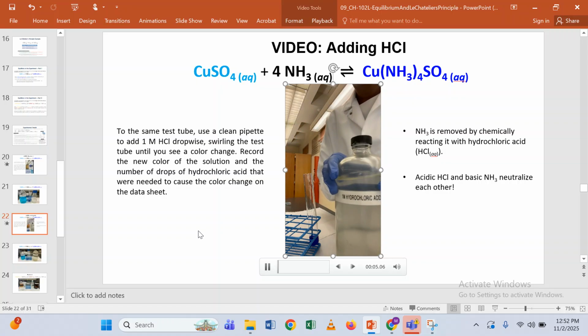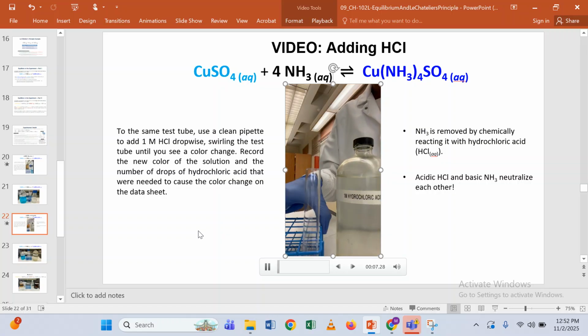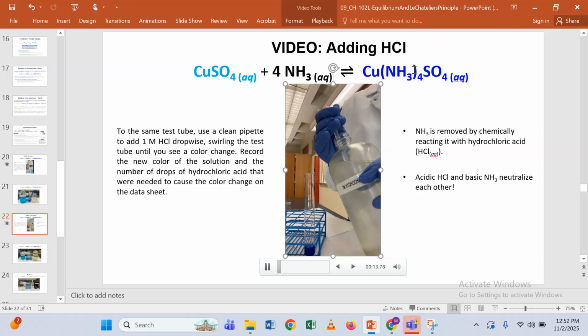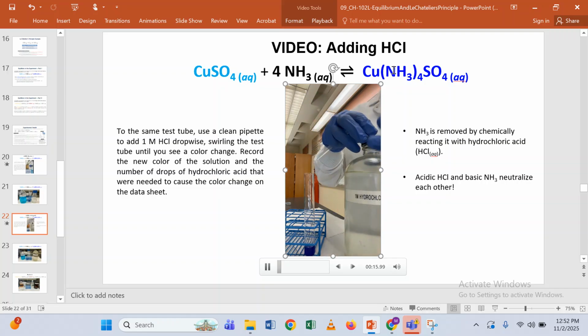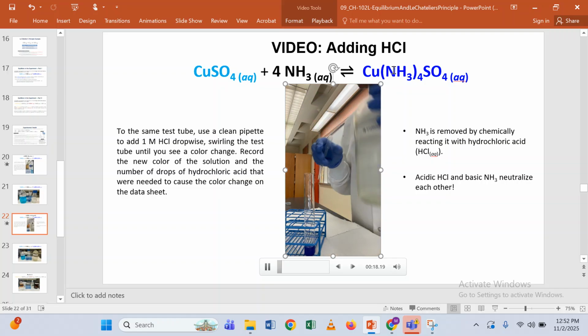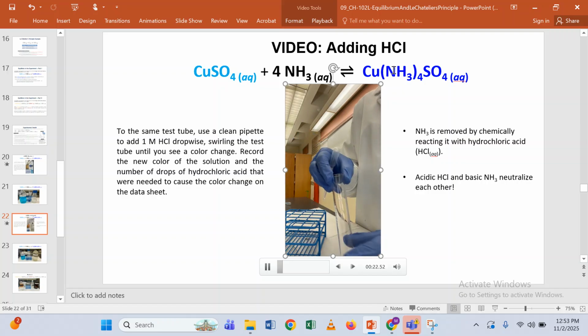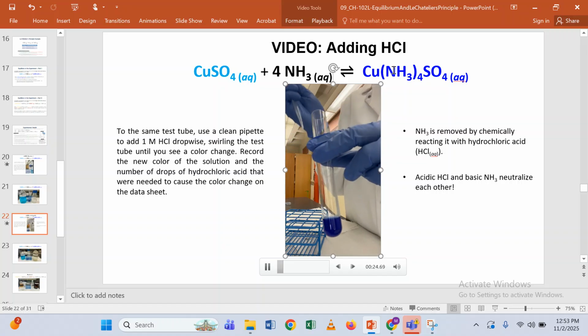So now look, the equilibrium now is right here because it's deep blue color. So let's add hydrochloric acid and again count the drops of the acid. We don't care about the CuSO4, but we care about the drops of hydrochloric acid. So we're going to add it drop by drop.